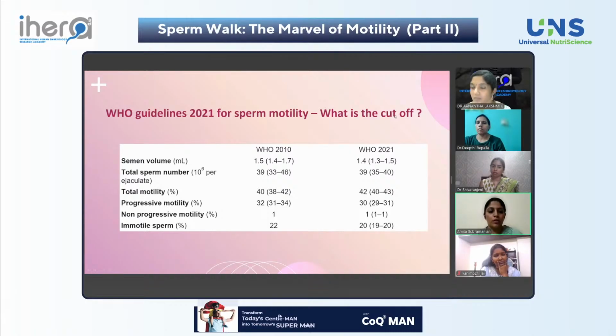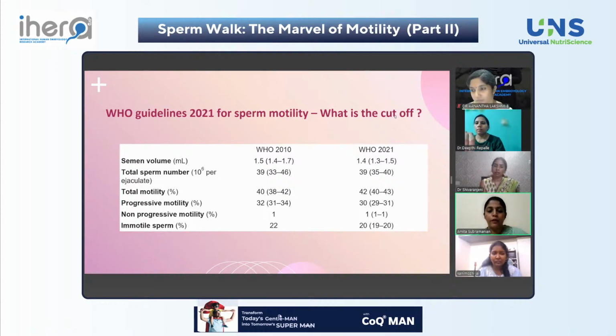Any other? So if you have a total motile sperm count of say 10 million, would you proceed with an IUI? No, ma'am, we are considering total progressive motility, not total motility. In that total, we are adding 3 parameters. So if the low progressive motility percentage is higher, then it is not ideal to go for IUI.